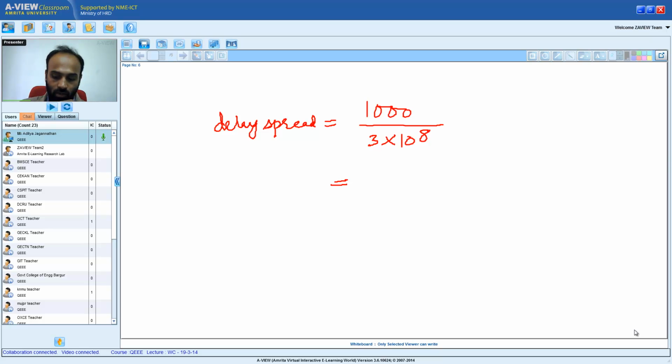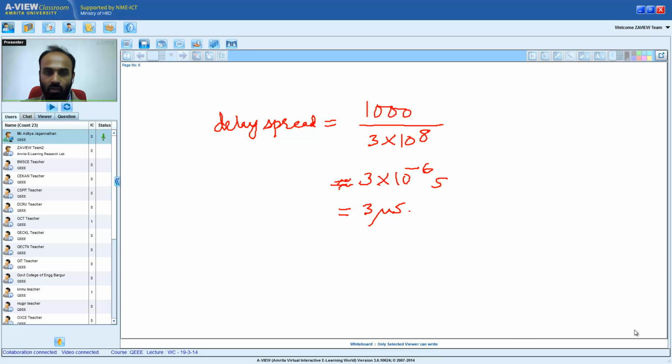No, 3 milliseconds is not the correct answer. Can someone tell me what is the value of delay spread? Yeah, 3 microseconds. This is approximately 3 into 10 to the power of minus 6 seconds, equals 3 microseconds. That is 3.33 into 10 power minus 6. This is approximately 3 microseconds.